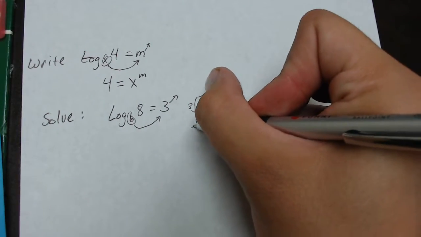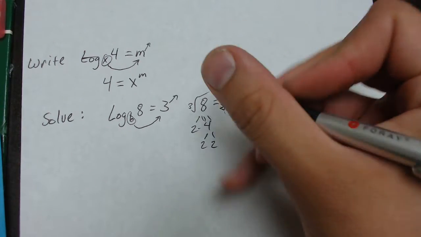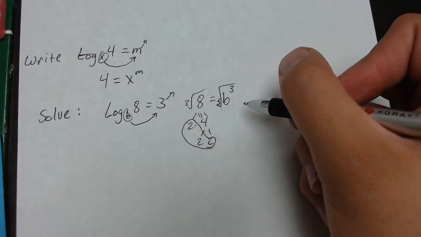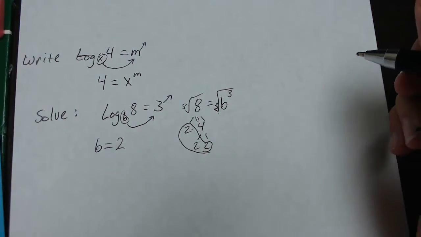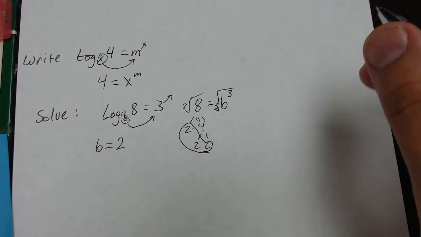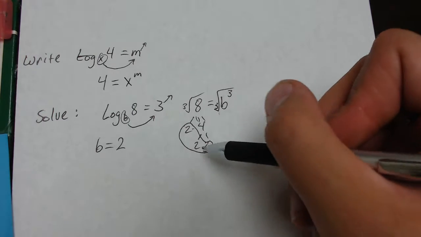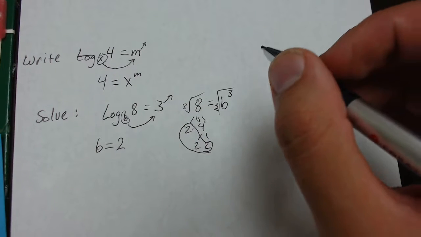8 is going to factor into 2 times 4. 4 is going to factor into 2 and 2. We now have 3 twos, so the cube root is 2, which means the answer is 2. So b equals 2. There's two ways to deal with cubes. You can either memorize them, or you can use a factor tree, look for groups of 3 instead of pairs of 2. Let's do another example.